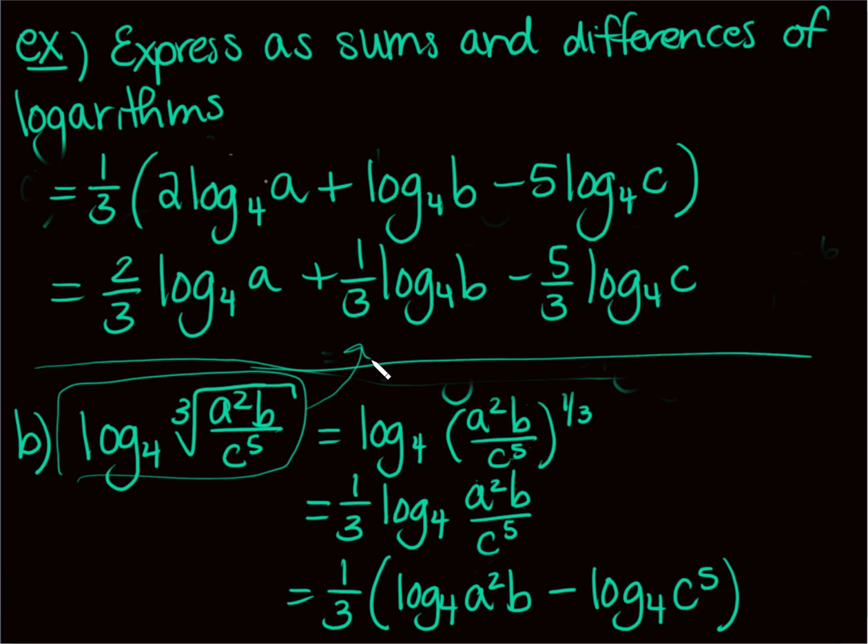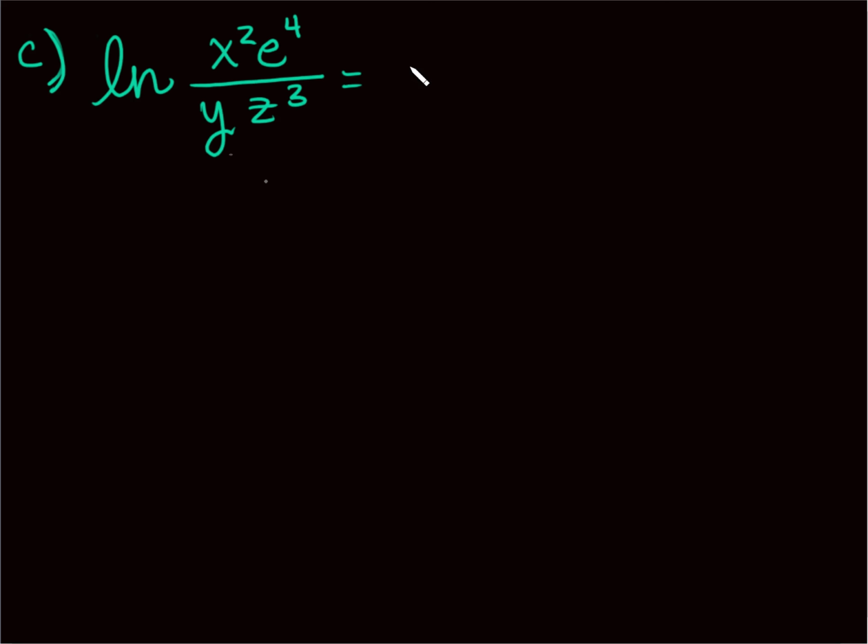All right, let's see what happens. Again, I'm going to break this apart because it's a quotient. Sorry, I'm doing all quotients, but they're more interesting. Natural log of x squared e to the 4th, then minus another natural log of y z cubed. And now notice I have products right here, so I'm going to break up these products using addition. Remembering again, it's not the natural log of x squared plus e to the fourth. It's the natural log of x squared plus the natural log of e to the fourth.